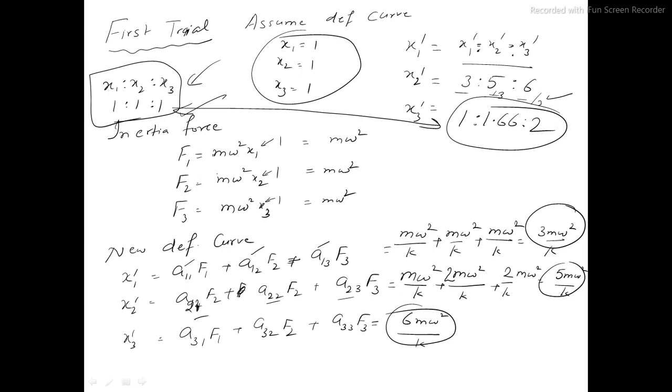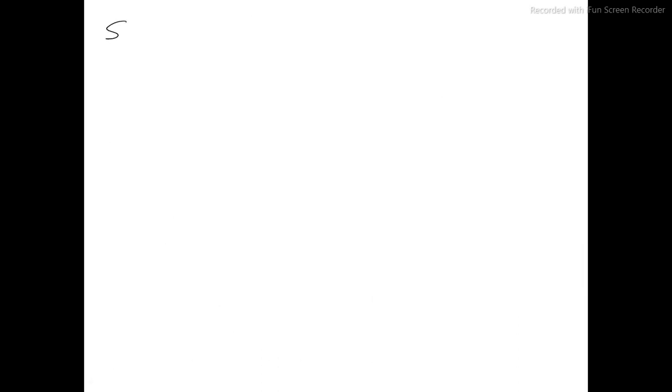So we can say that the first one is 1, here is 1, okay good, but the second one is 1 but it is 1.6, so it varies. The third one is 1 and it is 2, it varies. So we are not done with the answer because the corresponding new deflection curve is not equal to the assumed deflection curve. So we have to do the second step. So we will go for the second trial.